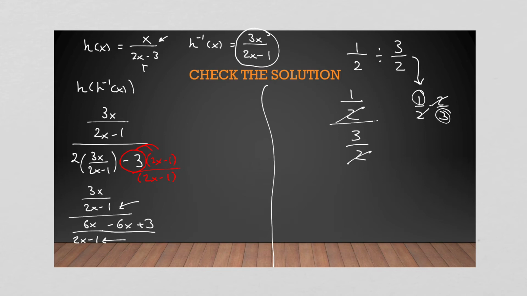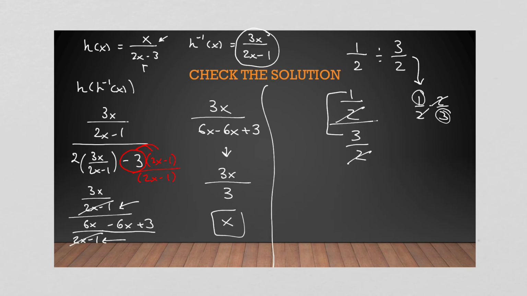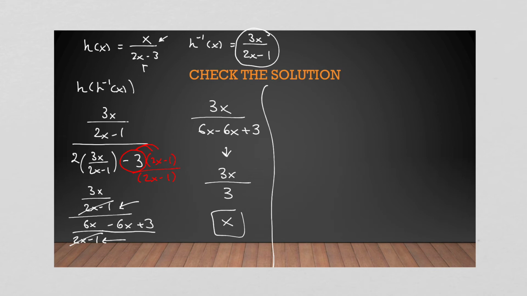This cancels with this, and I end up with 3x over 6x minus 6x plus 3, which is 3x over 3, which is awesome. It's just x. That's exactly what I was hoping for. So that's the trick of what we call complex fractions, where it's a fraction made up of fractions. So that will be the extra piece of algebra.